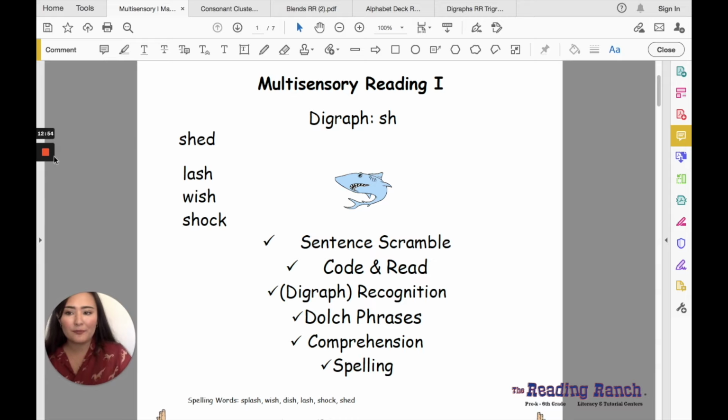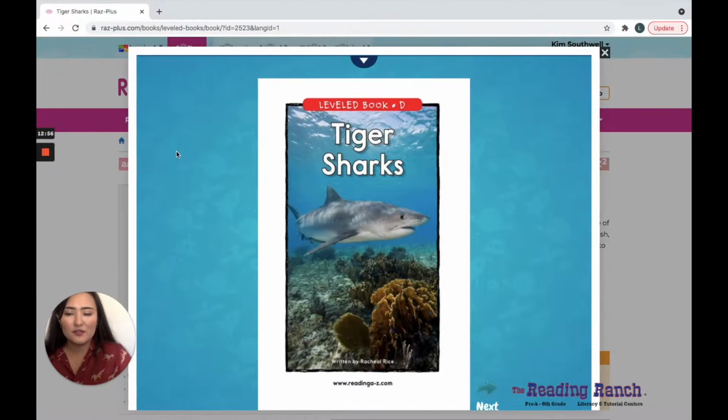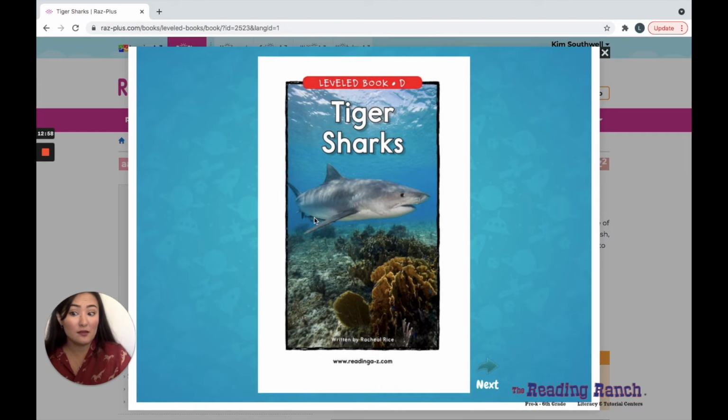Okay, are you ready? So I pulled up this book. It's also about sharks because we're working on SH. So this one's called Tiger Sharks, okay?